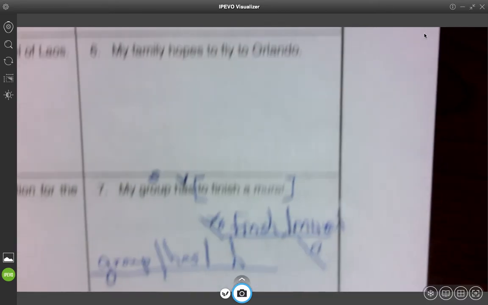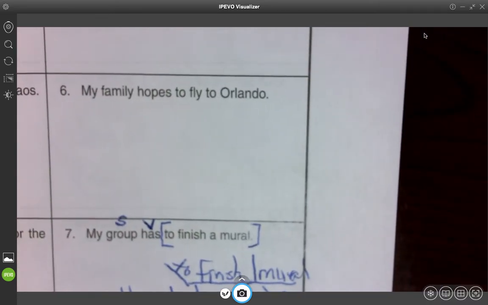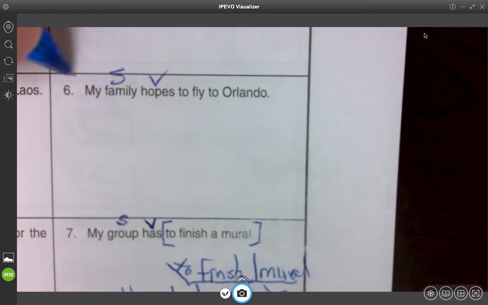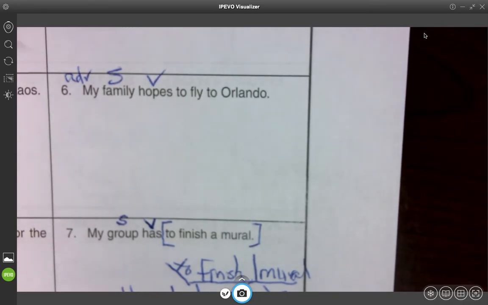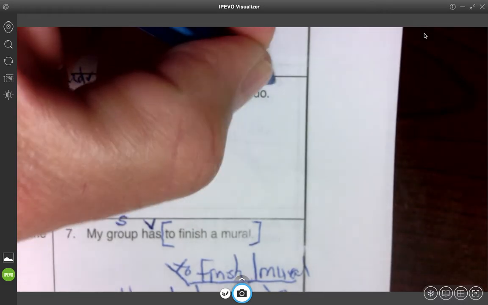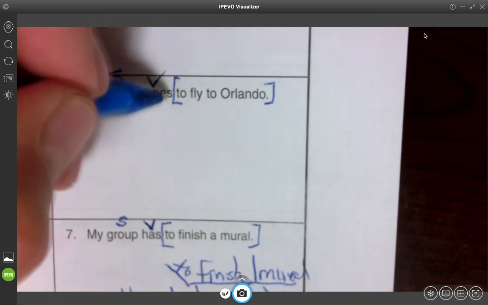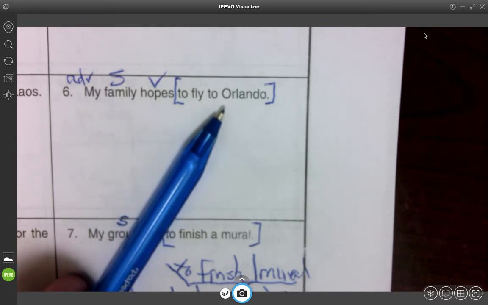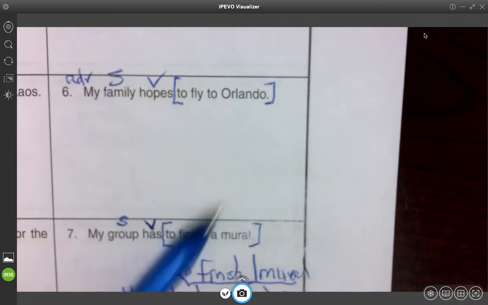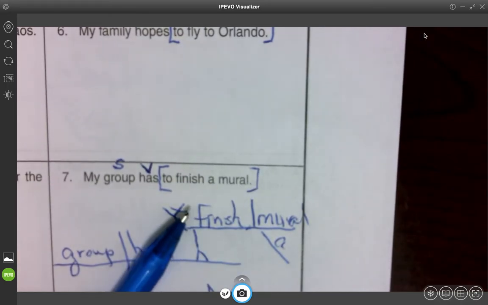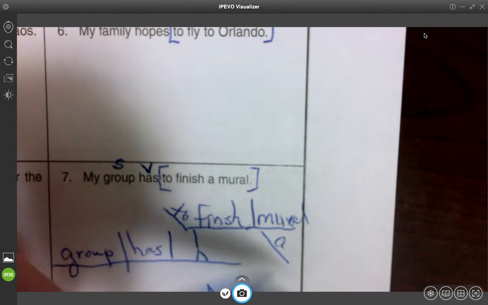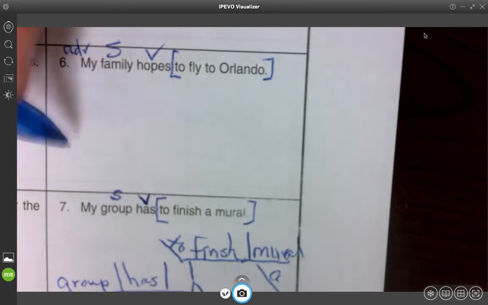Let's take another example. Let's go right up to number 6. My family hopes to fly to Orlando. Subject, verb, pronoun adjective. Now, class, in this particular case, I notice that inside of my infinitive phrase, which begins with to fly, I have a prepositional phrase. In number 7, I had an infinitive and it had an object, and in this case I don't have that, but what I'm going to diagram is a prepositional phrase underneath my infinitive.